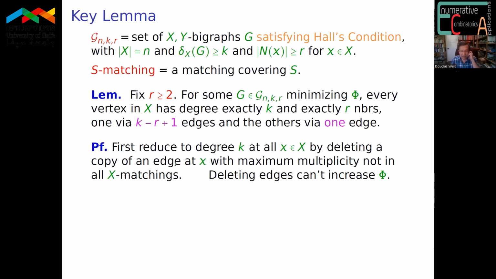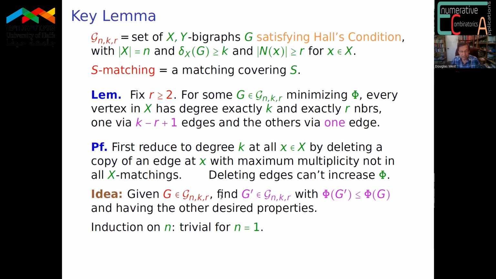So first, it's easy to reduce to having degree K at every vertex of X, because we can delete a copy of an edge if we have degree more than K. We can delete a copy of an edge at X that has maximum multiplicity and is not in all of the X matchings, because either we have excess neighbors or excess degree, and deleting edges can't increase the number of maximum matchings. So, okay, we can assume that everybody has degree K.